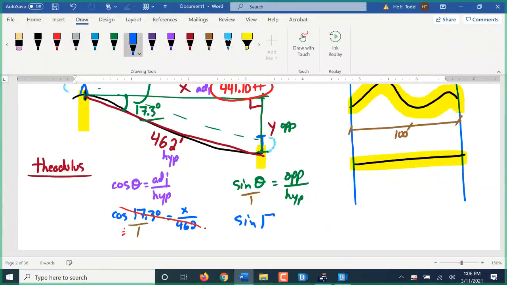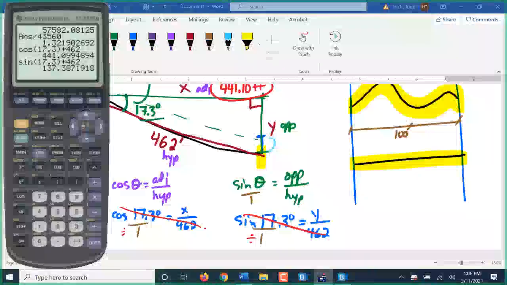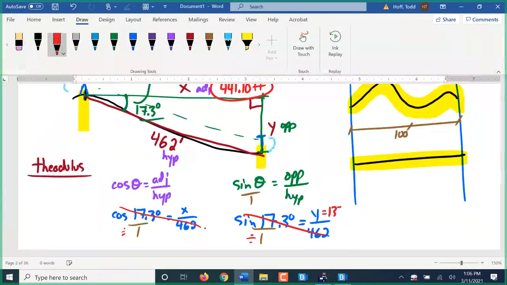Sine of 17.3 degrees equals the opposite side of y over the hypotenuse of 462. Now we can put that over 1 and cross multiply and divide. Sine of 17.3 degrees times 462 divided by 1 gives us 137.39 feet. That's 137.39 feet there.